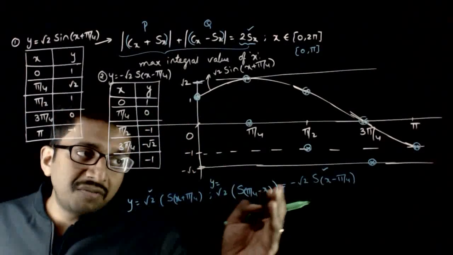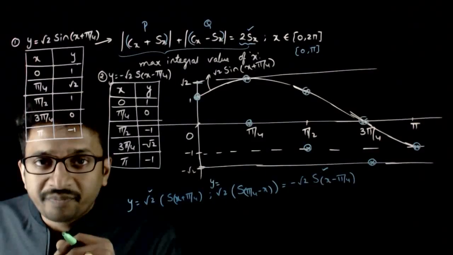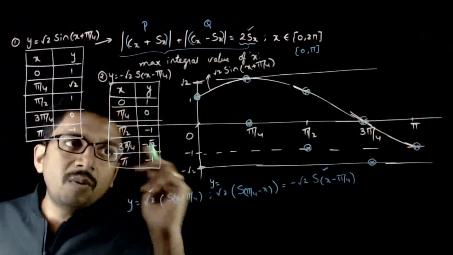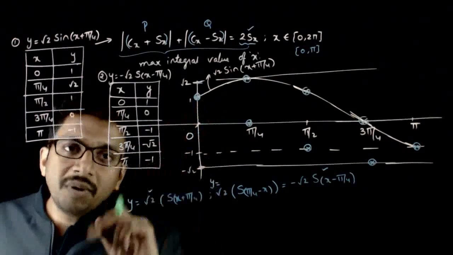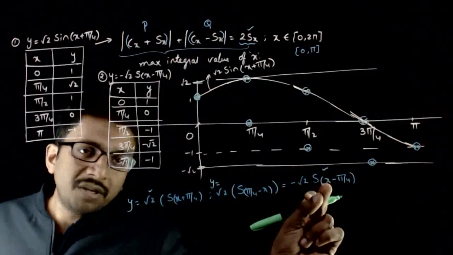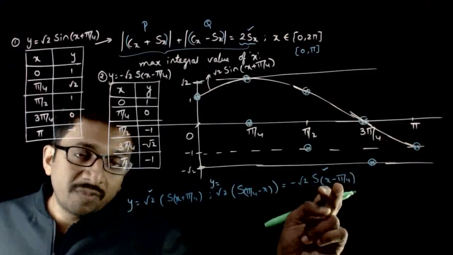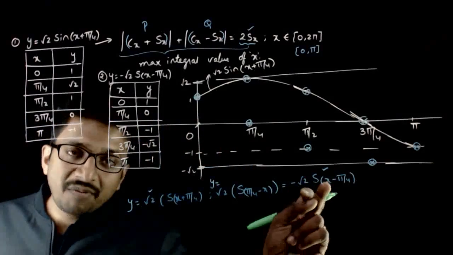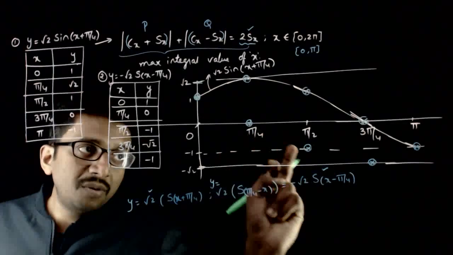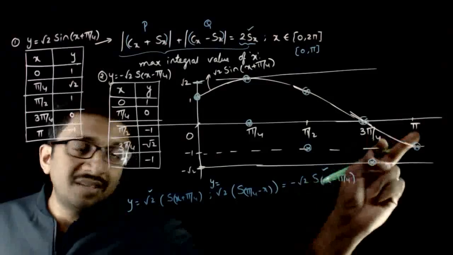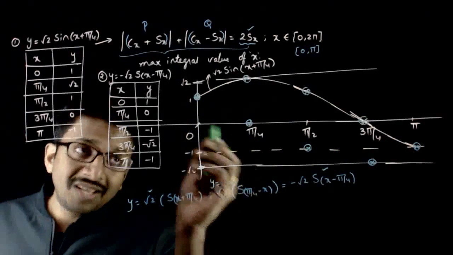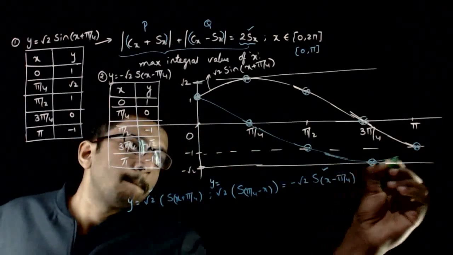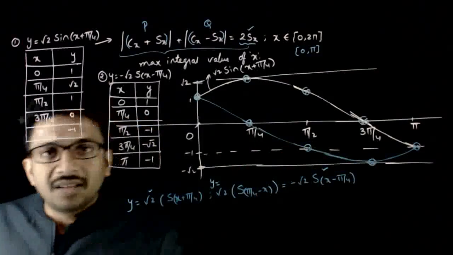Similarly, for the function y is equal to minus root 2 times sine(x minus pi by 4), for different values of x, get the values of y. If x is equal to 0, sine(minus pi by 4) is minus 1 by root 2, into root 2 is 1. So it starts with the same point, (0, 1). When x is equal to pi by 4, x minus pi by 4 is 0, so y becomes 0. When x is equal to pi by 2, y becomes minus 1. If you join these, the graph looks something like this. So this is the graph.